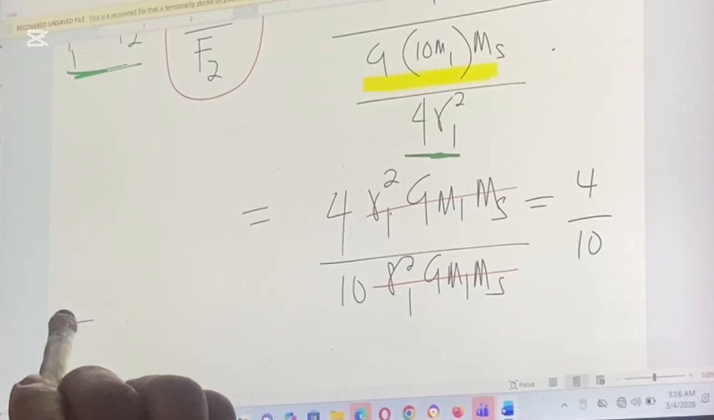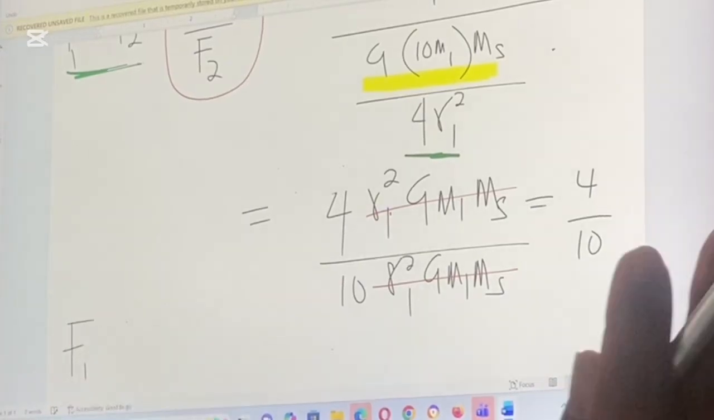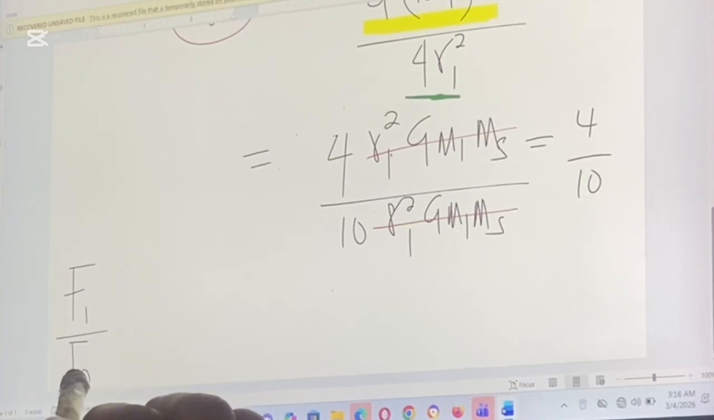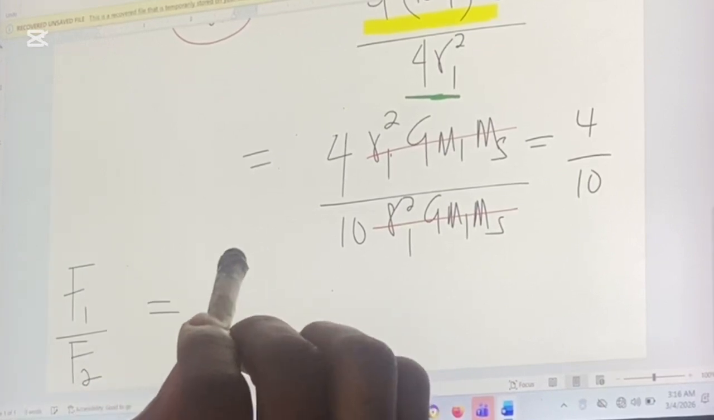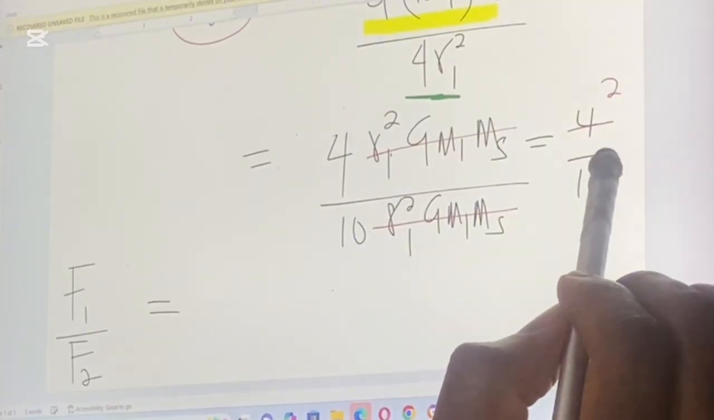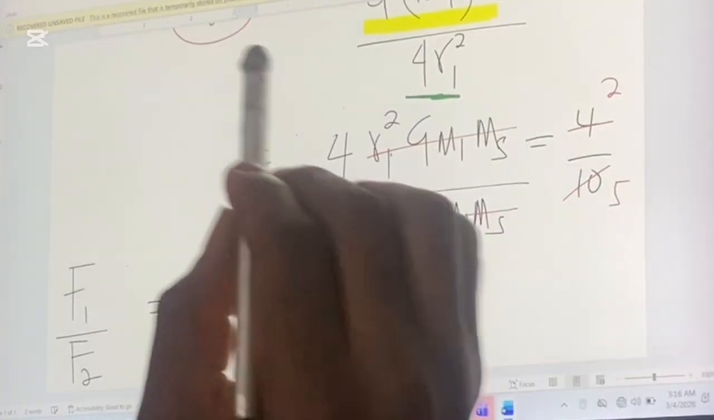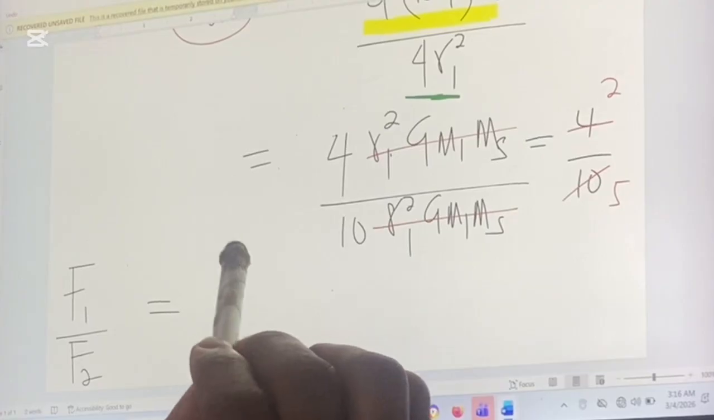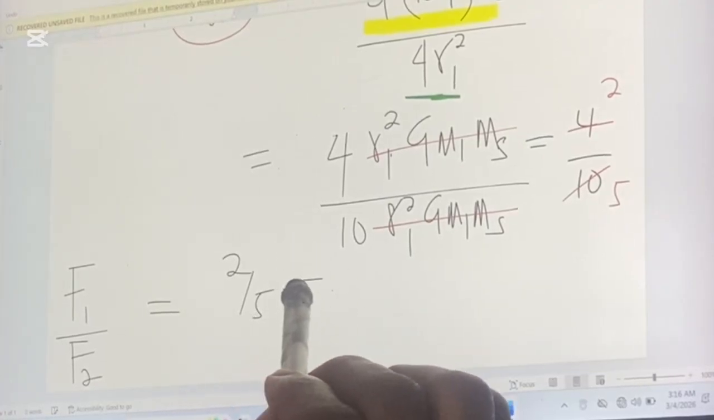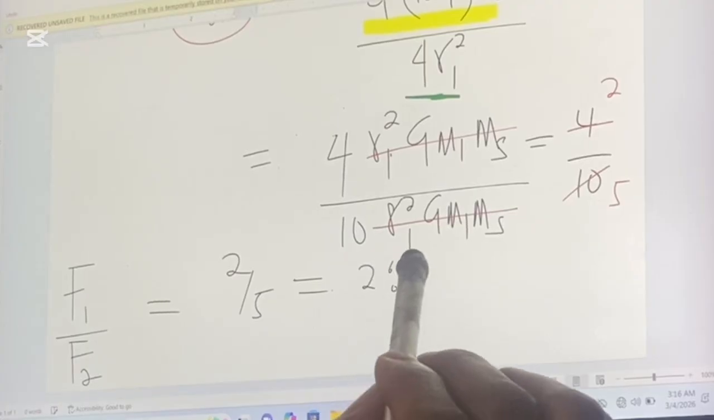So our F1 over F2 will be equal to, when you reduce this, 2 goes into 4 is 2, 2 goes into 10 is 5. So I'll have this to be 2 over 5. Expressing this fraction in ratio is the same as 2 ratio 5.